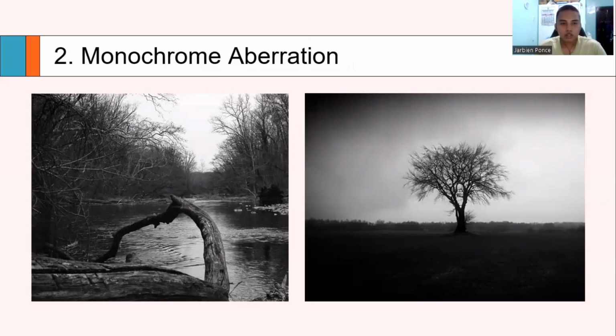Monochromatic aberrations are the resultant imperfections when lenses can't focus a single color of light. The aberration is due to imperfections in a lens's optical system. So, next, please.